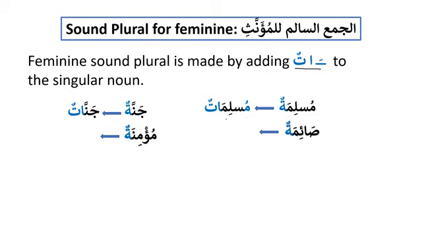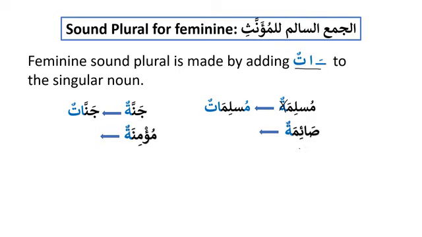So what is being added over here? Basically, we can see that ta marbuta has been removed and there is an addition of atun. So it becomes muslimatun. Similarly, we have jannatun and the plural is jannatun. And sa'imatun, the one who fasts.